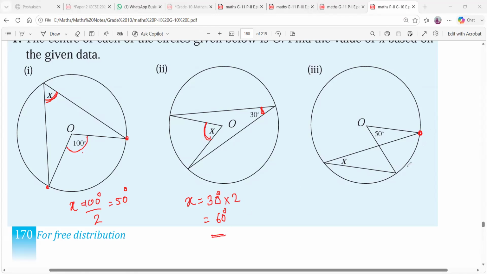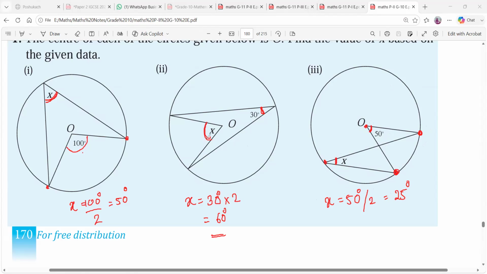What can you say here? Considering these two points, what is the angle at the center? It is 50. It may go through different places, but it doesn't matter. What should x be? It should be half of that, so 50 divided by 2, which is 25. Clear? The angle at the center is double the angle at the circumference.